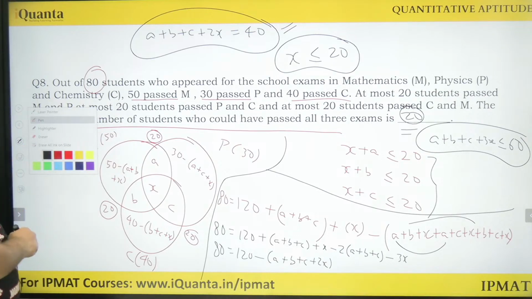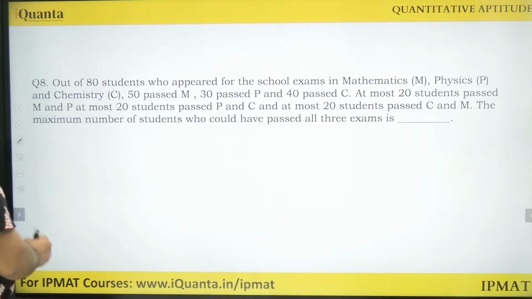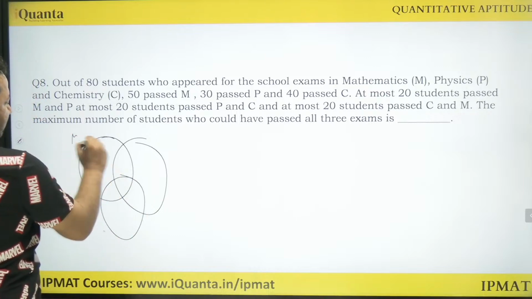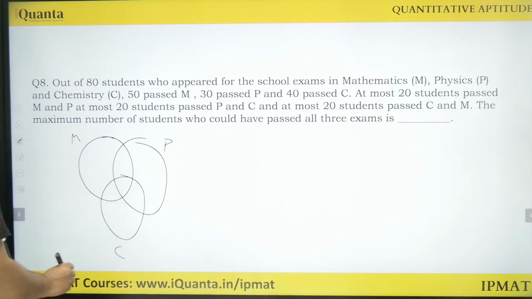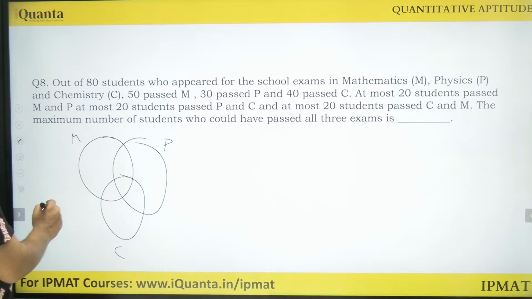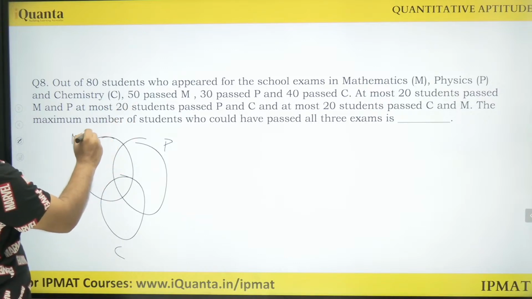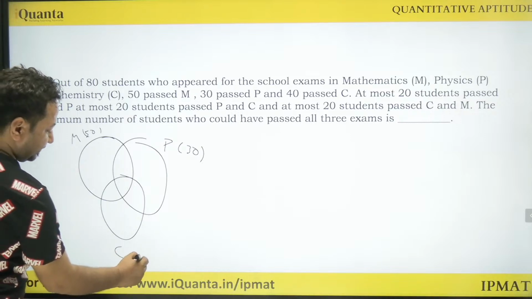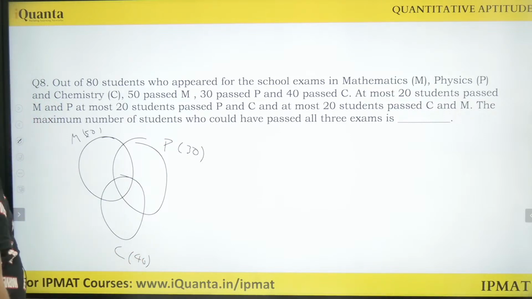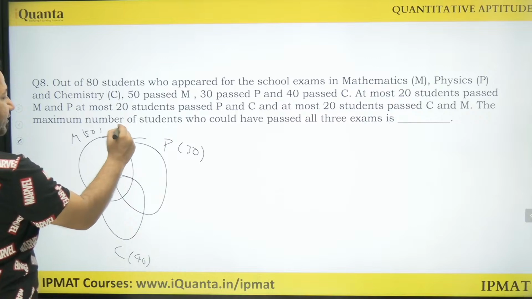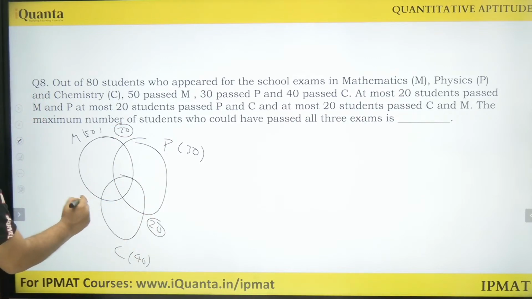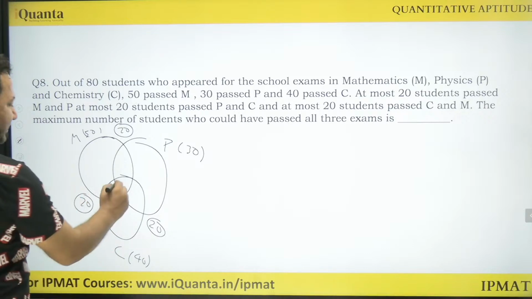I'm erasing it all and I'll do it with a shorter approach. So we have three sets: maths, physics, chemistry. In mathematics, how many passed? 50. In physics it was 30, in chemistry it was 40. They are saying the maximum that can pass in maths, physics is 20. In physics, chemistry is also 20. In maths, chemistry is also 20. I need to maximize this area.